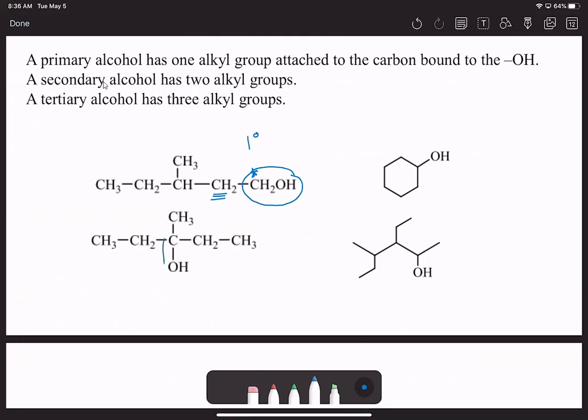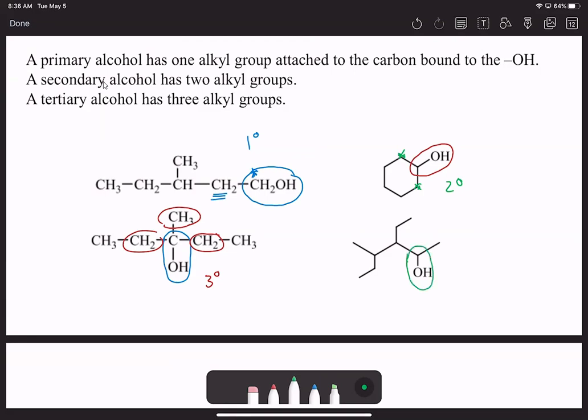Here, I'm circling it. There's my alcohol group, and there's the carbon that it's bonded to. I have 1, 2, 3 carbons that are bonded to that, making that a tertiary alcohol. Here's my alcohol group here. There's the carbon that it's bonded to, and it's bonded to this carbon and this carbon, making it a secondary alcohol. And again, we just keep repeating this process.